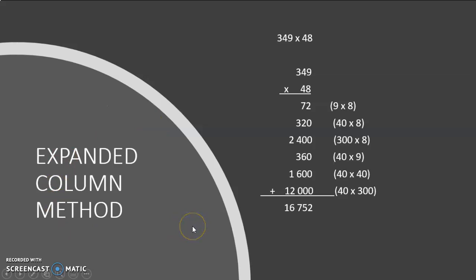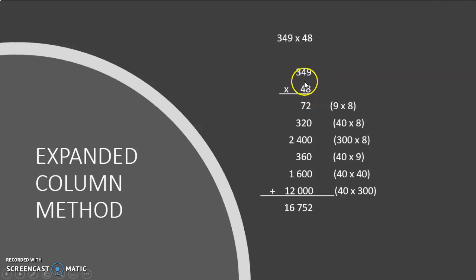Another good example is our expanded column method. Here, I take my 8 from my units and I multiply it with all my digits from my first number. So 9 times 8 will give me 72. Now this 4, remember, is not 4. It stands in the place value of the tens. So it is actually 40. So 40 times 8 will give me 320. Remember, the 3 is in the hundreds place value. So 300 times 8 will give me 2,400.